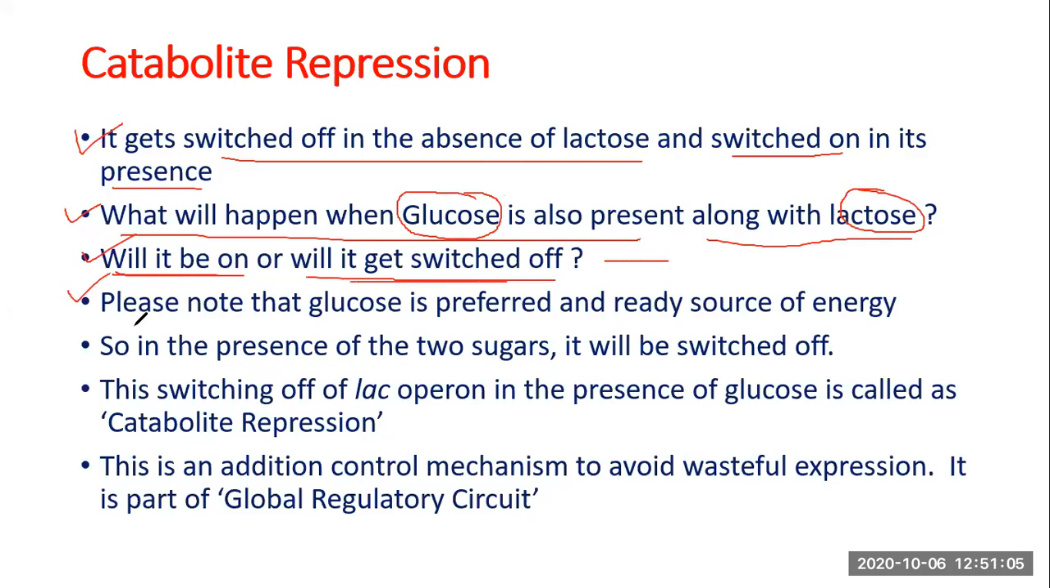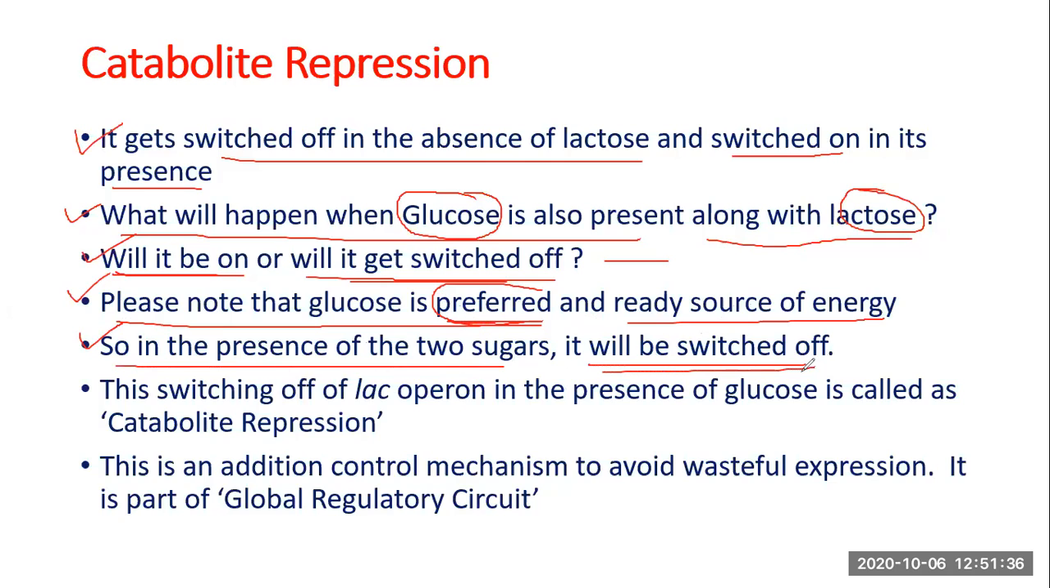Please understand and note that glucose is a much preferred, ready source of energy for the bacteria, because lactose will have to be taken up and catabolized into glucose and galactose, and then the glucose will be utilized. But when glucose is available ready-made, it is a preferred source of energy. So in the presence of two sugars, when both lactose and glucose are present, the operon should be switched off, because the bacterium is utilizing glucose. Then what is the point of synthesizing enzymes required for the uptake and catabolism of lactose when it is utilizing glucose?